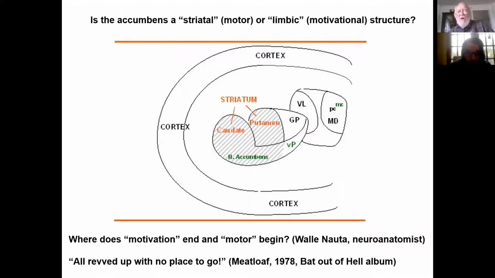And then the whole idea of this circuit of dorsal striatal circuits, ventral striatal circuits, limbic circuits comes to that great neuroanatomist Meatloaf, who sang "all revved up with no place to go."